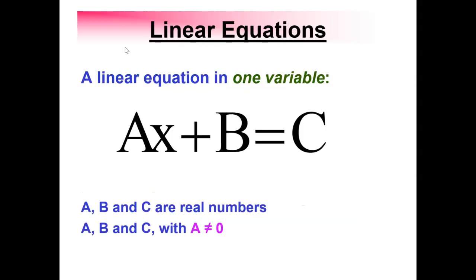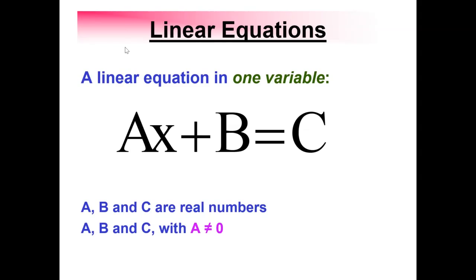Let's look at what a linear equation in one variable is. It's ax plus b equals c, where a, b, and c can be real numbers. They can be positive numbers, negative numbers, decimals, or fractions. The only restriction is that a cannot be 0, because if a is 0, then you lose the variable x and there will be no linear equation.